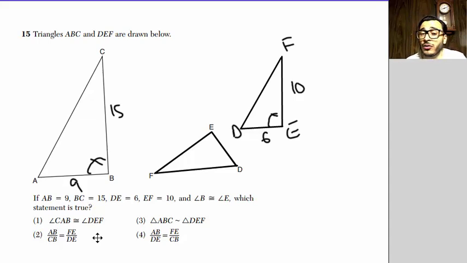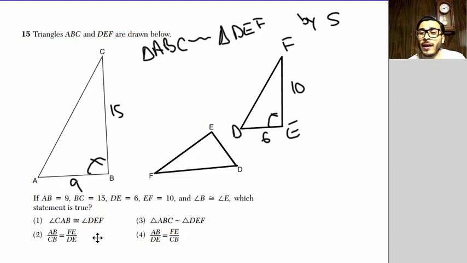Which statement is true? Now, before I even start, I know these triangles are similar. Triangle ABC is similar to triangle DEF. How do I know that? I know that they're similar by side, angle, side. Whoops, let me rewrite that. They're similar by side angle side of similarity.